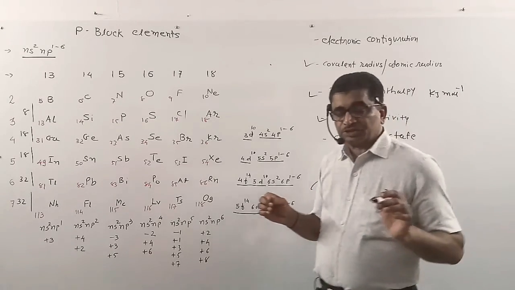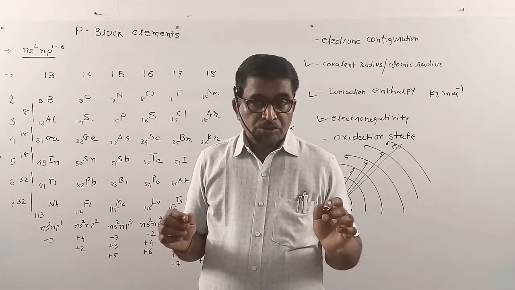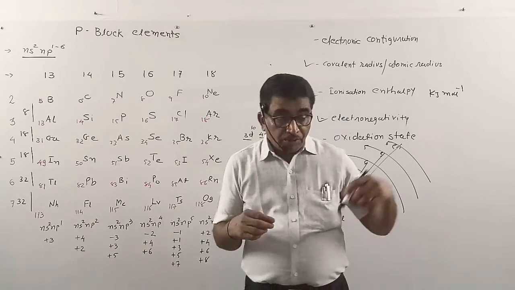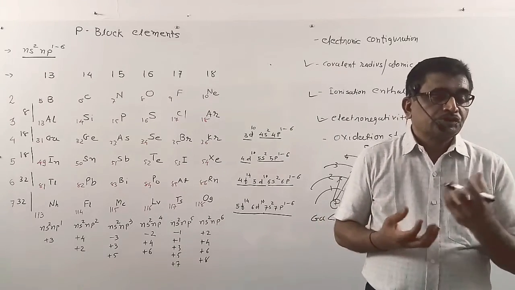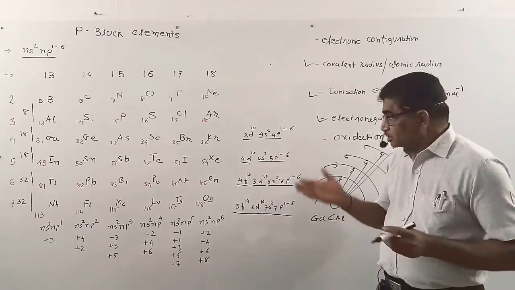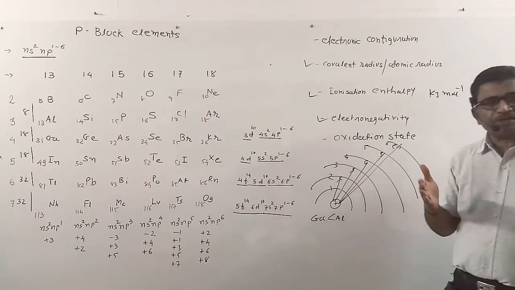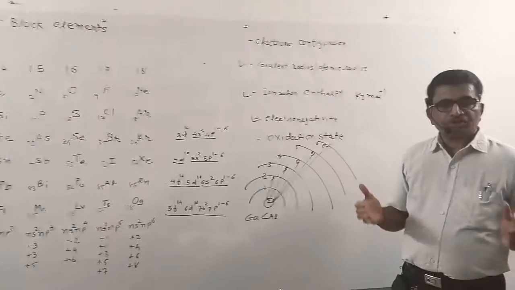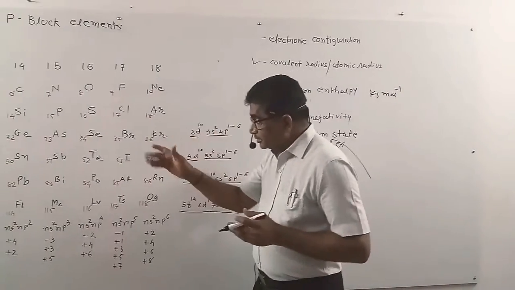Electronegativity, we know that with reference to lithium's atom, electrons of another atom are attracted by the nucleus. We know that this one is electronegativity, but it has no unit because it is comparative with lithium.